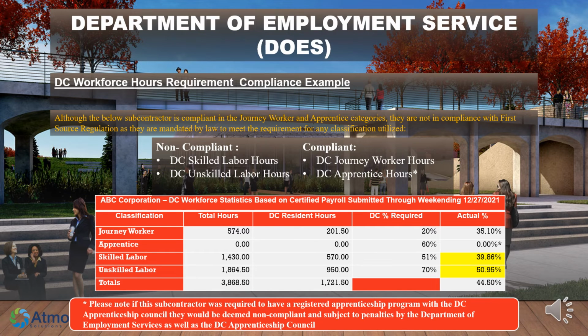On this slide is an example of the DC Workforce Statistics report that will be sent to subcontractors who have entered into a First Source employment agreement. This example shows ABC Corporation, and they have been deemed non-compliant in the skilled labor category as well as the unskilled labor category. Although they are compliant in the journey worker and apprentice category, they are not in compliance with the First Source regulation, as they are mandated by law to meet the requirement for any classification that is utilized on the project.